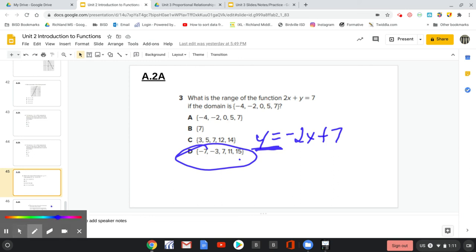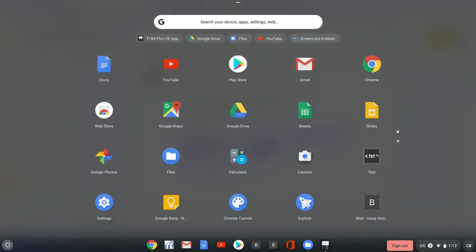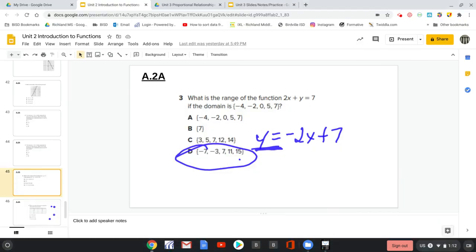Let's see what the next one is. Well, I can't seem to turn off the stylus. Let's see what we can do here.